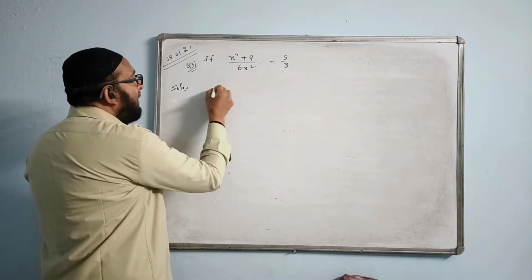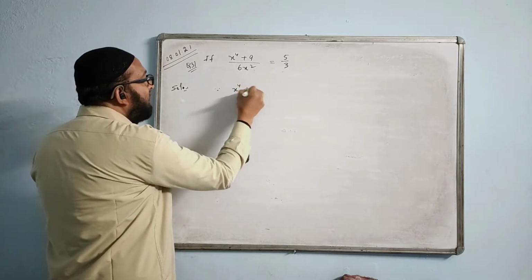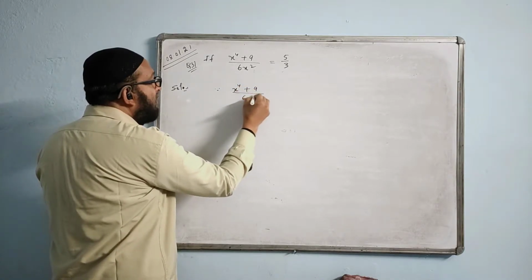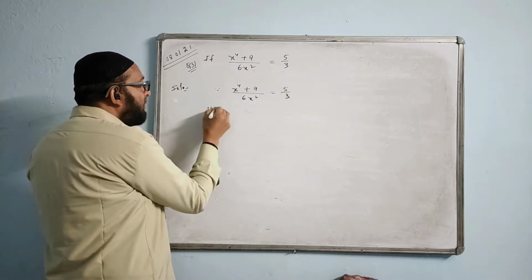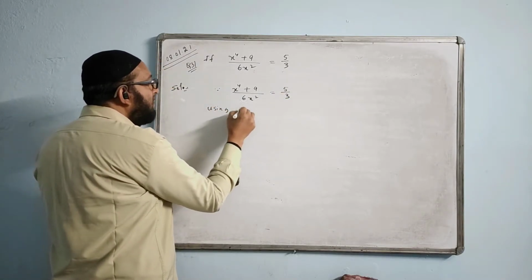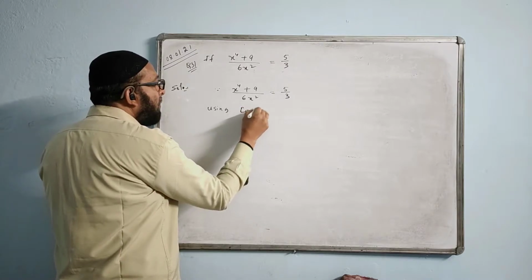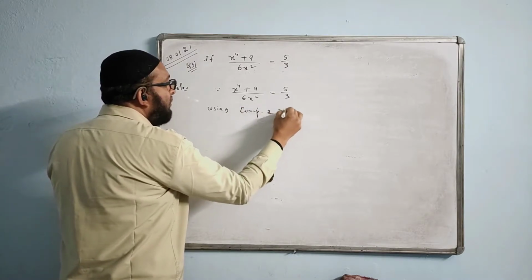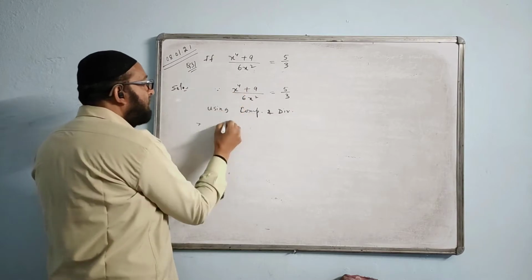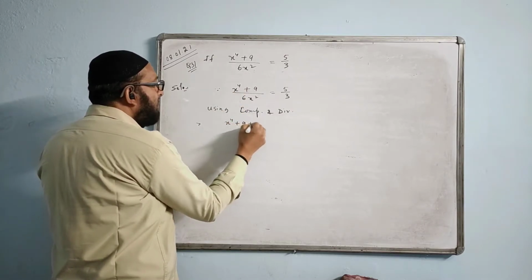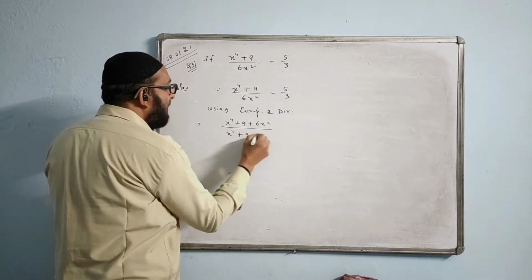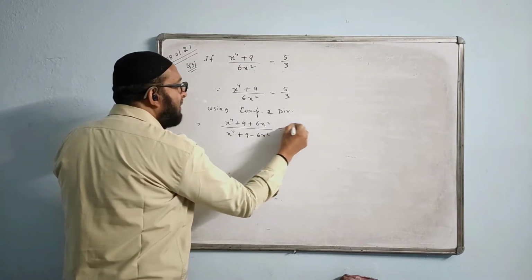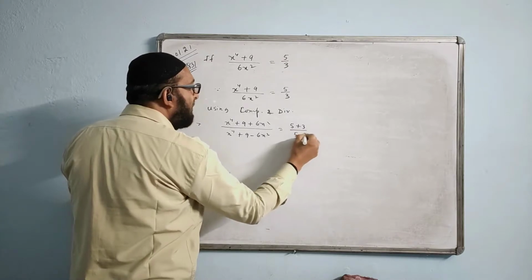Right? Whatever is being given first, that you write first. (x to the power 4 plus 9) by 6x square. This side you write 5 on 3. We'll use componendo dividendo. The property of proportion is that only, using componendo and dividendo. Let us put x to the power 4 plus 9 plus 6x square. Next we write x to the power 4 plus 9 minus 6x square. This side we get 5 plus 3, this side we get 5 minus 3.